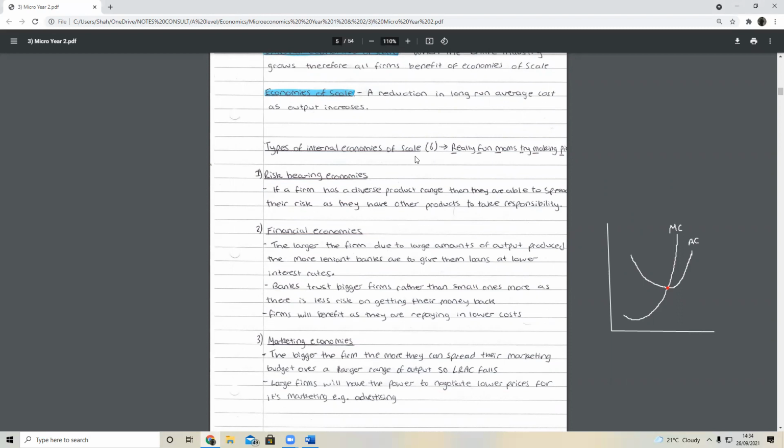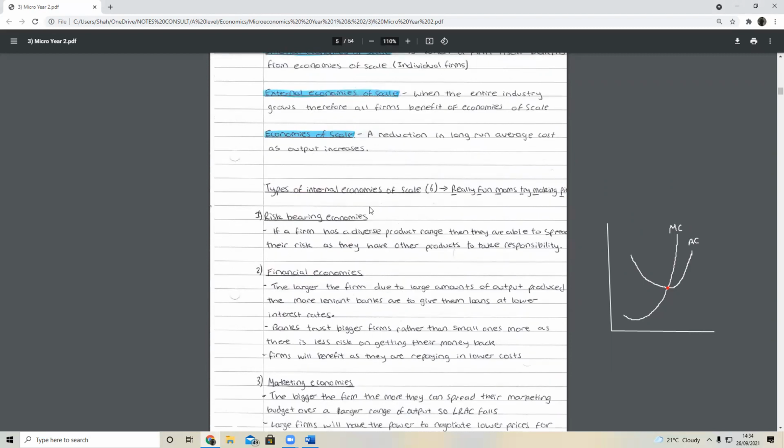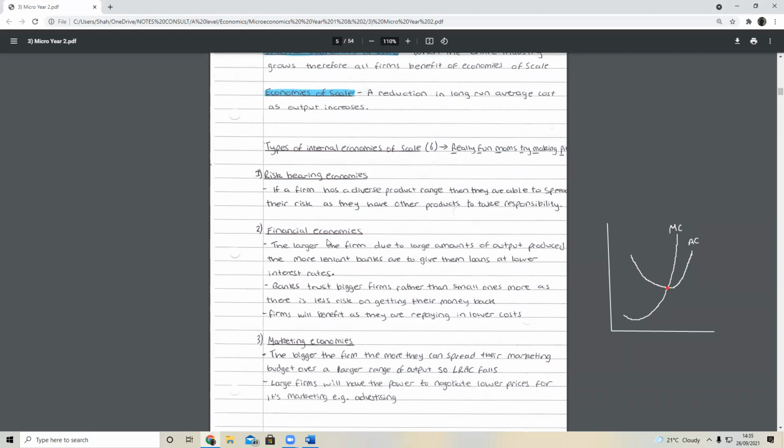Let's look at some of them. So let's look at R. This is risk-bearing economies, or EOS. So if a firm has a diverse product range, then they're able to spread their risk as they have other products to take responsibility. Okay, which is good for a business, and this is one way they can increase their EOS.